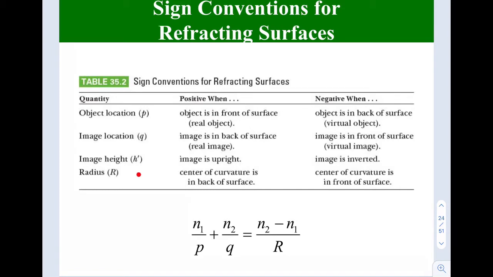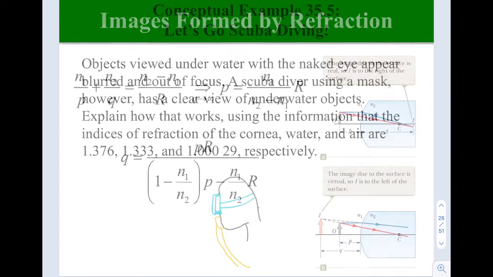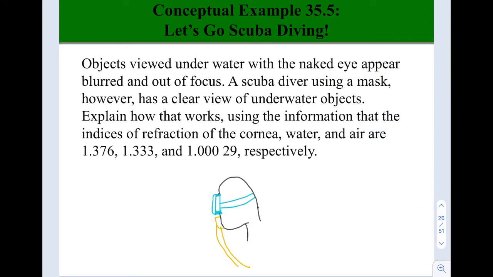Image height h prime: when it is positive, it means that the image is upright. When it is negative, the image is inverted, upside down. And for the radius, if it is positive, it means that the center of the curvature is at the back of the surface. When it is negative, the center of the curvature, C, is in front of the surface. And please memorize this equation. Refer to example 35.5.